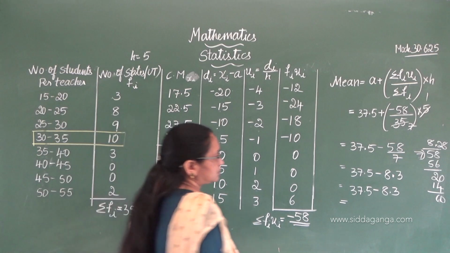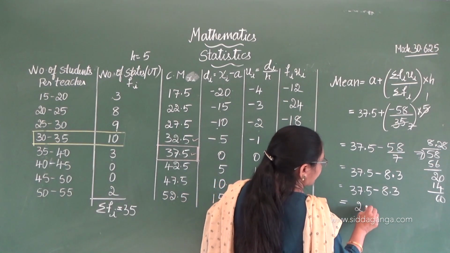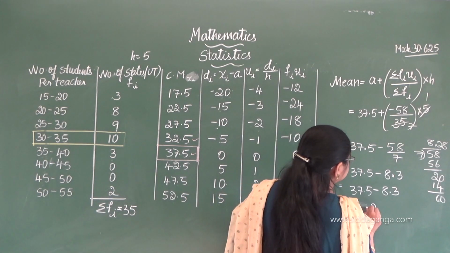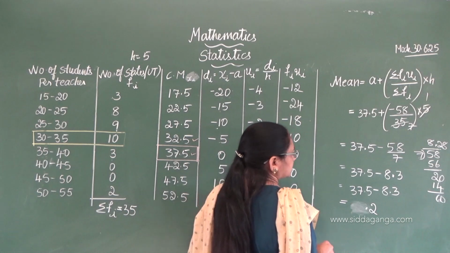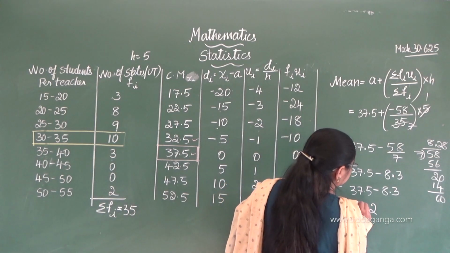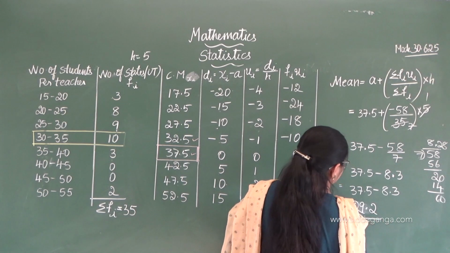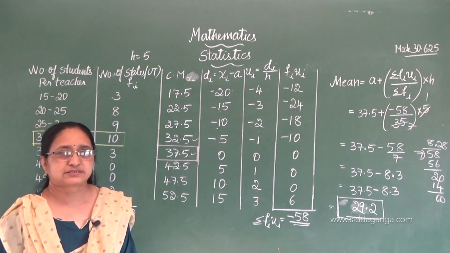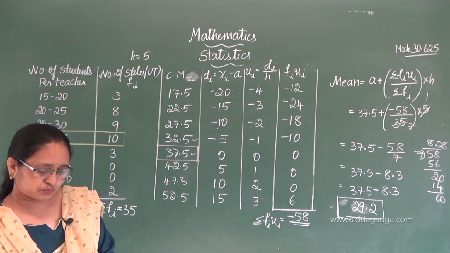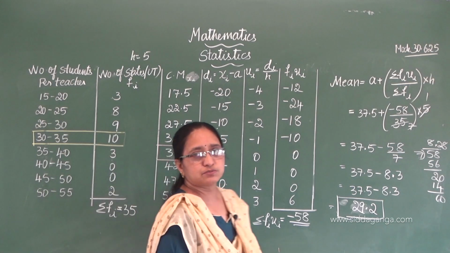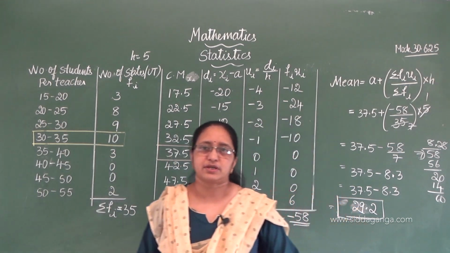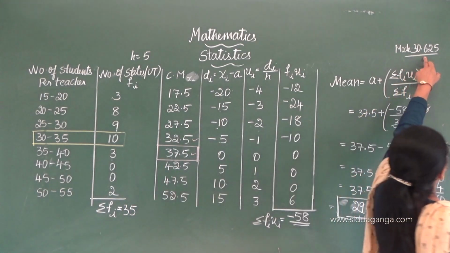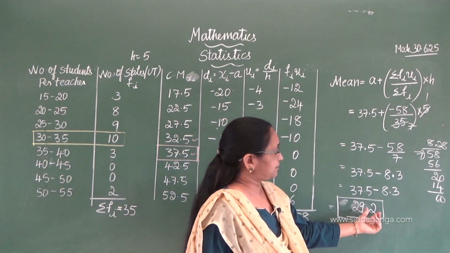Now subtraction. So here you will get 29.2. Since it is a ratio, I told you, we need not write any units. So 29.2, that is the ratio. Okay, this is mean. So we got mode as 30.625 and mean is 29.2.